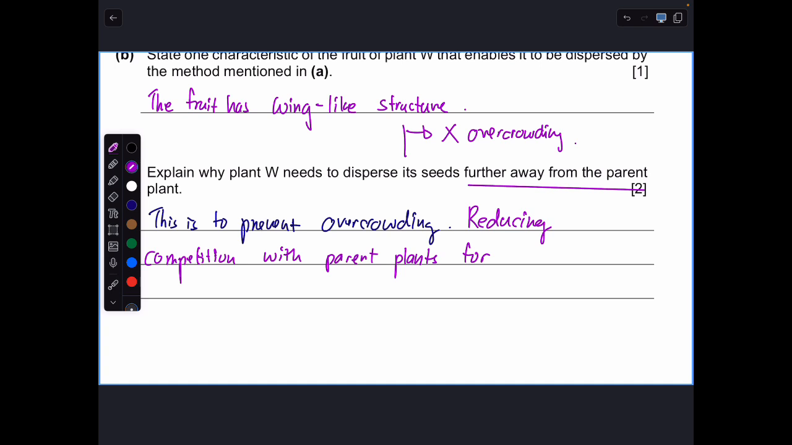If you're very good, mention all 4. The 4 would be space, light, nutrients. Oh no, don't put nutrients. Minerals. And water. These are the 4. Teacher, is it overcrowding or is it prevent or reduce? Prevent.